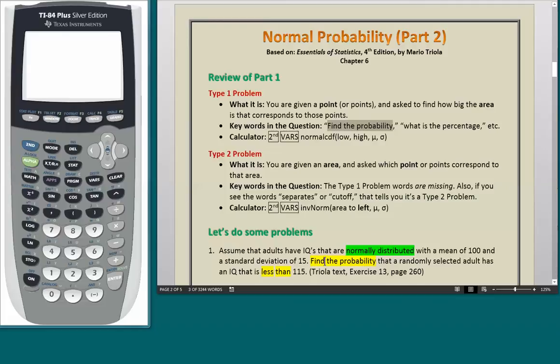Let's finish reading it. Find the probability that a randomly selected adult has an IQ that is less than 115. Those words are also important. You'll see in a minute we're going to have to be doing some shading, and what tells us how we're going to shade on our picture is this phrase less than. It could have said greater than 115. It could have said between 110 and 115, but it said less than 115. That's very important. So again, the green highlighted part tells you what kind of a problem it is. The yellow highlighted part tells you how you're going to solve the problem.